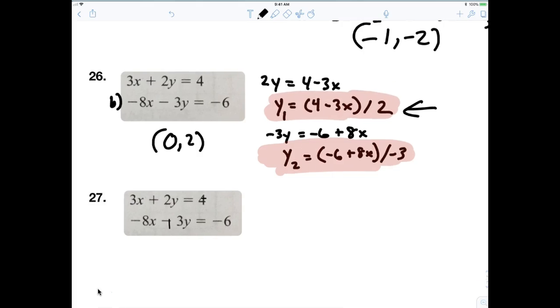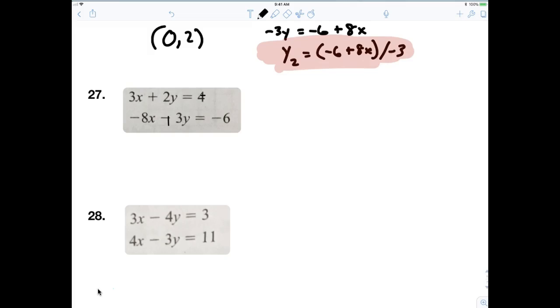So here we go with 27. Everybody's looking at 27. I have a syntax error. Syntax error means you probably put a minus instead of a negative. That's all that means.